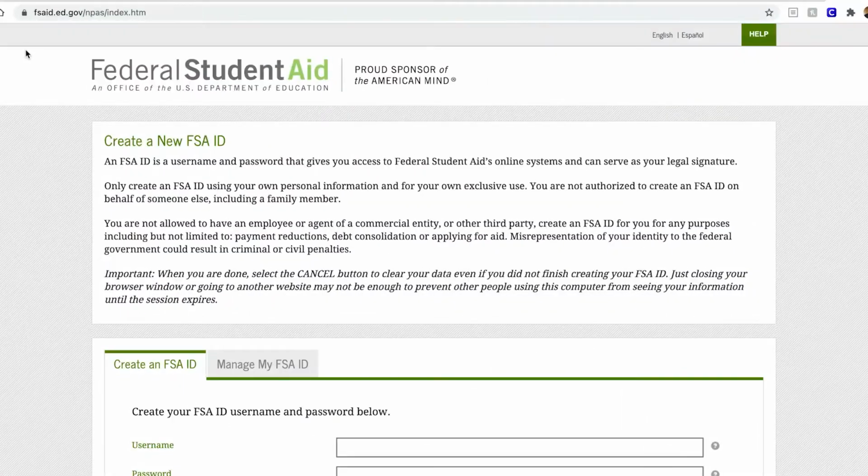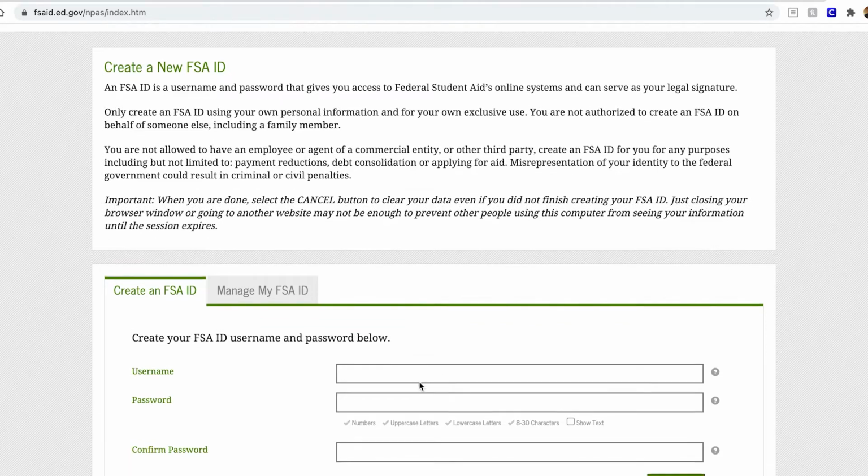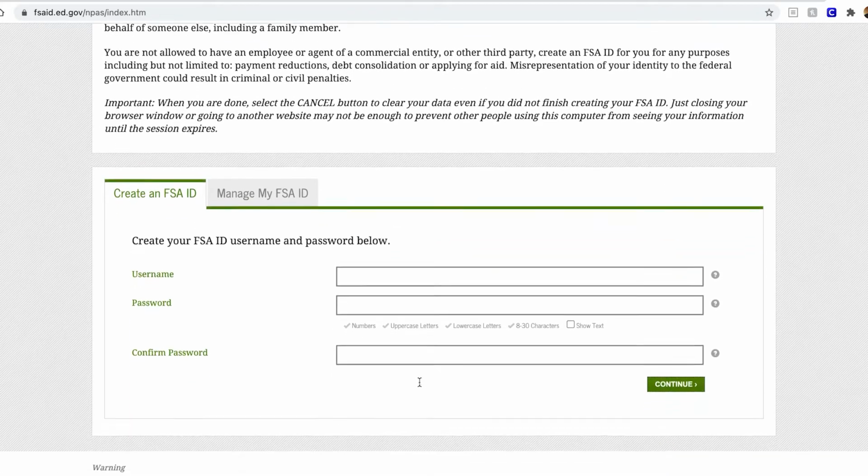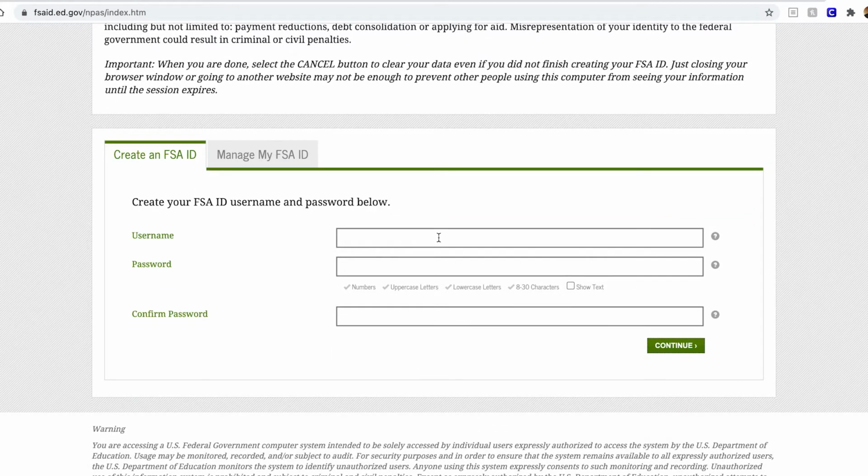FAFSA filers will need to create an FSA ID prior to starting their application. You can do this at fsaid.ed.gov. If you are required to report your parents' information on your aid application, be sure that your parent also creates their FSA ID. The FSA ID will be used to log into FAFSA and sign the application electronically.